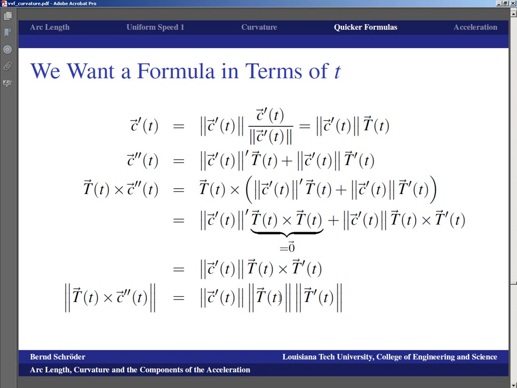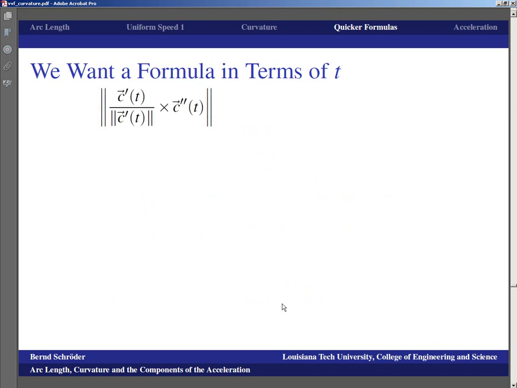That means, by the lemma that we had in the previous presentation, that T and T prime are perpendicular to each other, and with T and T prime being perpendicular to each other, the cross product is just the product of the magnitudes, because the sine of the angle in between is the sine of 90 degrees, which is 1. Okay, and now the norm of T, of course, is 1, so I realize that T cross C double prime is, of course, C prime over the C prime norm, cross C double prime is the C prime norm, as we had on the previous panel, times the T norm, which is 1, times the T prime norm.